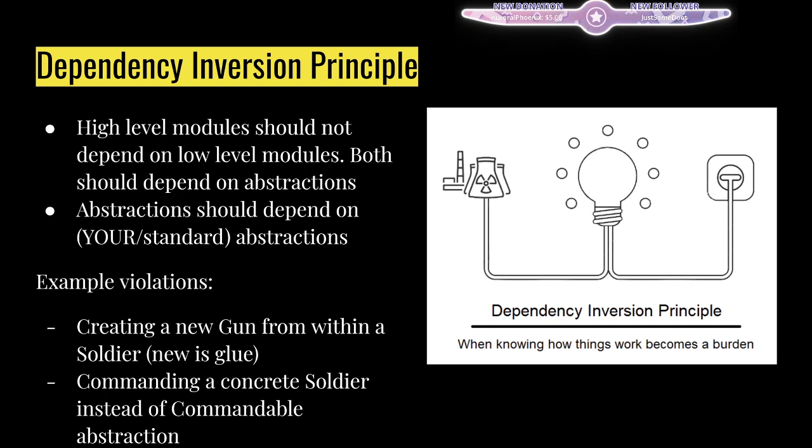If a commander commands a soldier, it shouldn't command the soldier. It should command a commandable object, something that is commandable. It could be a dog, even. It could be a soldier. It could be a civilian as well.